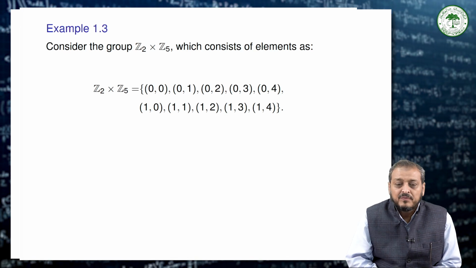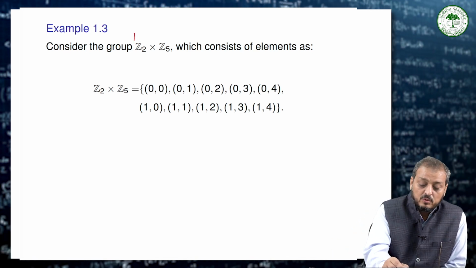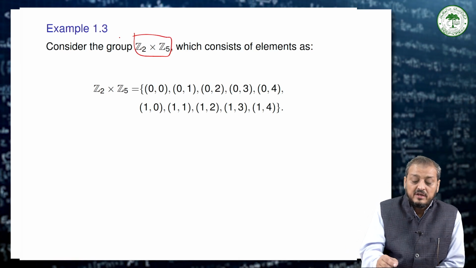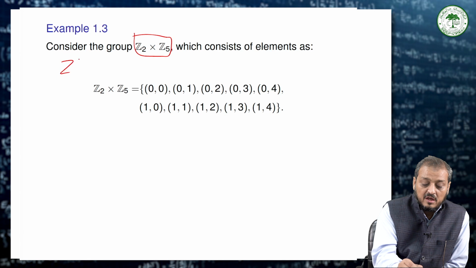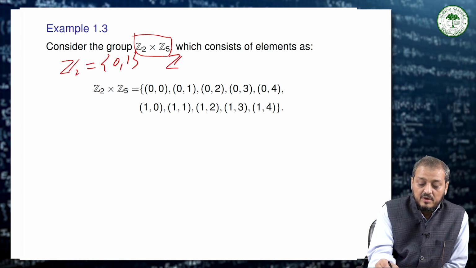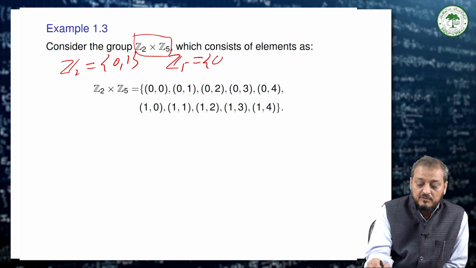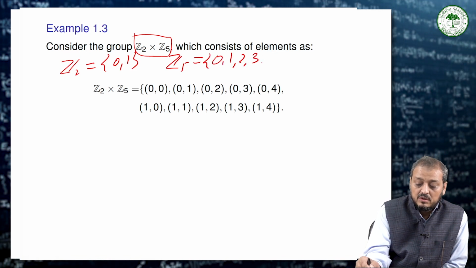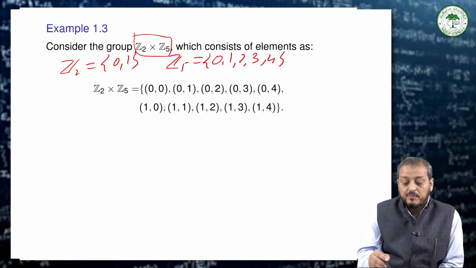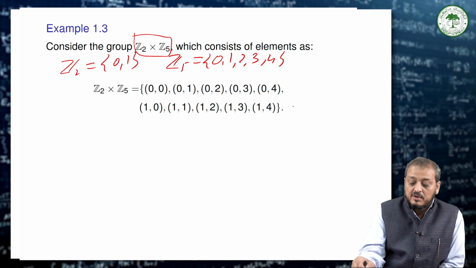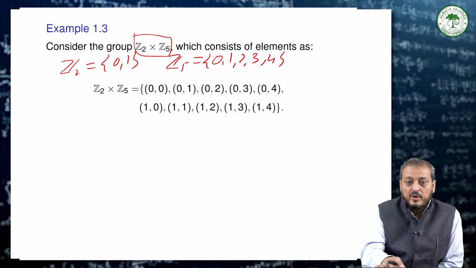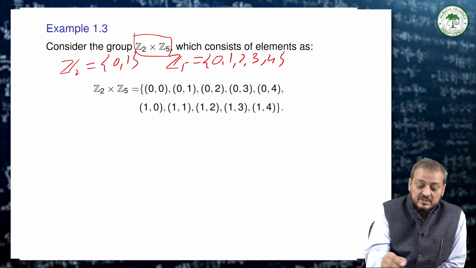We take Z2 and Z5, consider them as groups, and you know that clearly Z2 has the elements 0, 1, and Z5 has the elements 0, 1, 2, 3 and 4. Then you just take the product Z2 cross Z5, with elements of this form, and now we have to try to find out whether it is cyclic or not.